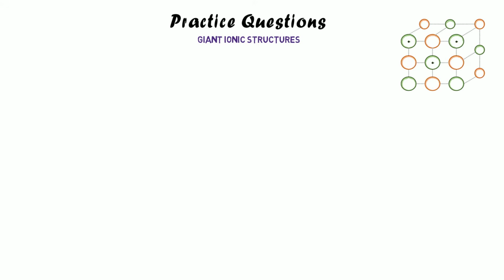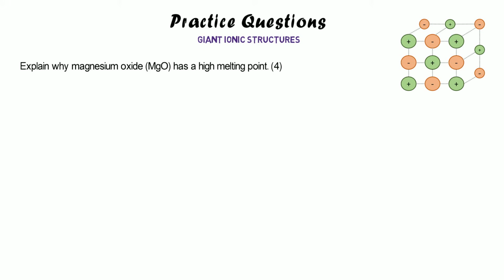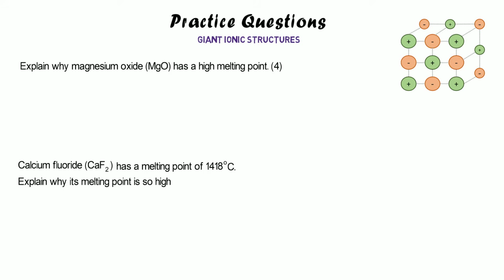Here's some practice questions all about ionic bonding and giant ionic structures. So a reminder that that's what the structure looks like. We've got the positive and negative ions, and they're attracted to each other. Explain why magnesium oxide has a high melting point. And calcium fluoride has a melting point of 1,418 degrees, which is very high. Explain why its melting point is so high. Pause the video and have a go at these questions.